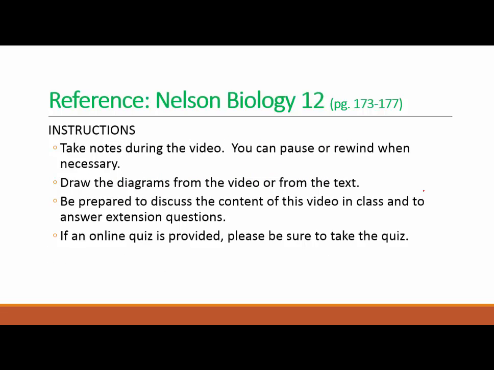The reference for this is Nelson Biology 12. That's the textbook we use, those pages given to you there, and during the video you can pause or rewind whenever you need to, but you need to take notes. Basically all the text that I write in this video here, draw the diagrams as well, or get them from the textbook. You can scan them, you can photocopy them, or you can draw them from the text.